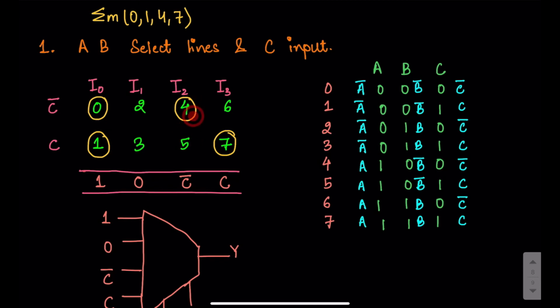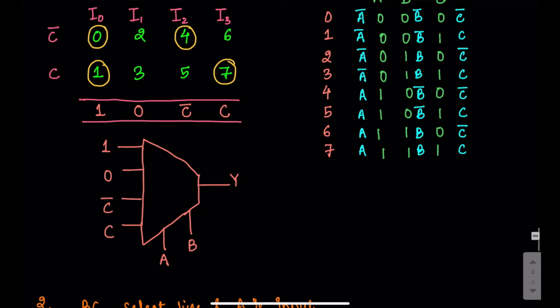If any one of them is circled, then it will be the variable which is written in front of that number. So in this case it will be C bar, and in this case it will be C. Now you have all your four inputs with you, and by knowing these four inputs, you can easily make the 4x1 mux implementation. So we write down these variables that we obtained: 1, 0, C bar and C, and the select lines are A and B, and this is the output. If you make this network, it will implement your function sigma m of 0, 1, 4 and 7.